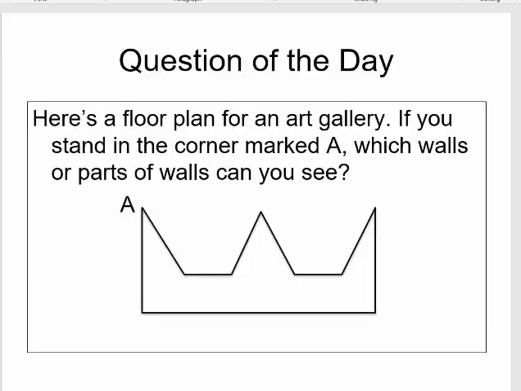All right, so let's start out like this. Suppose this is a floor plan for a gallery right here. If you stand in the corner marked A, so literally in the corner, the vertex right here, which walls or parts of walls can you see?